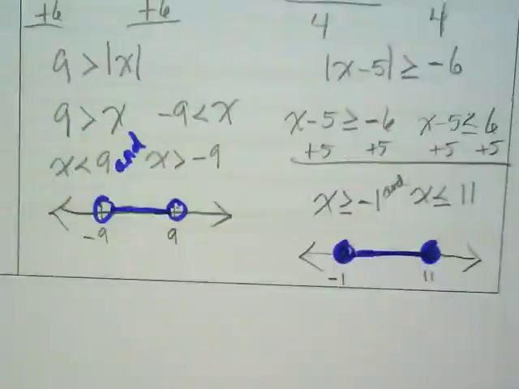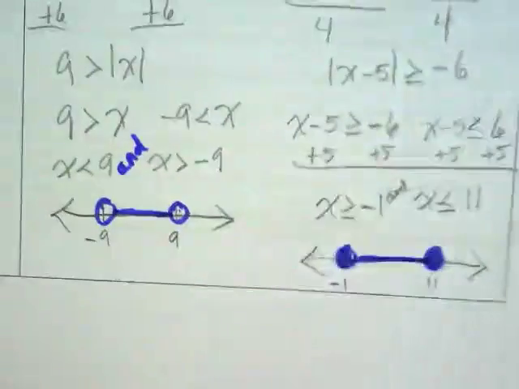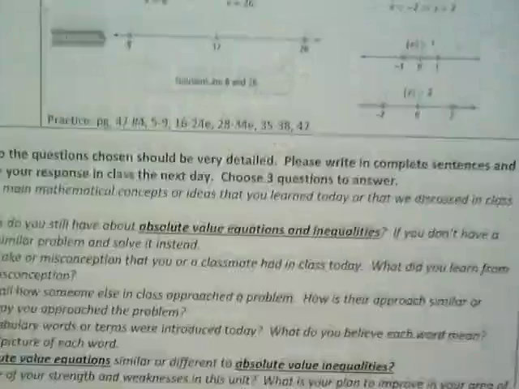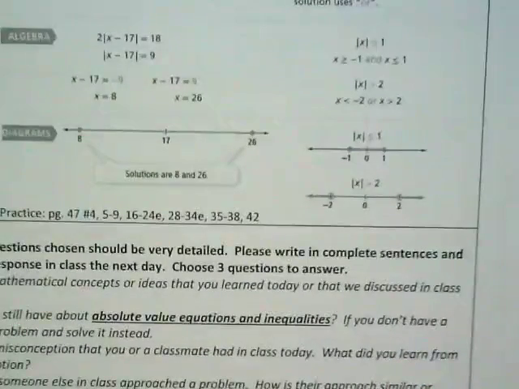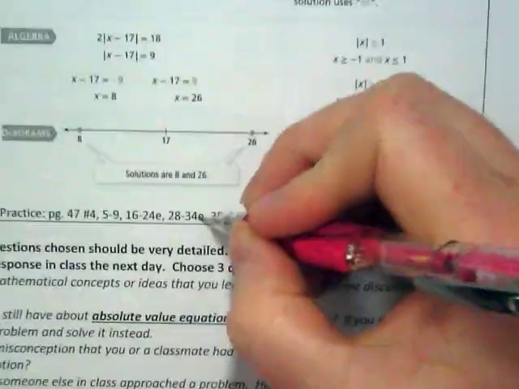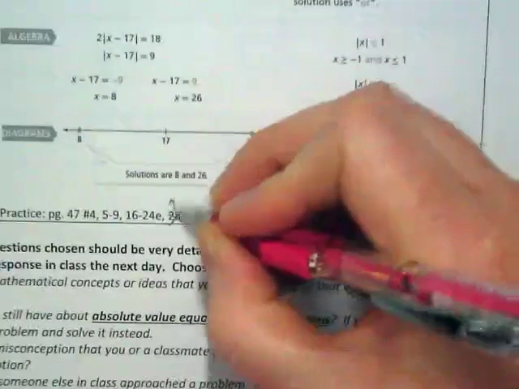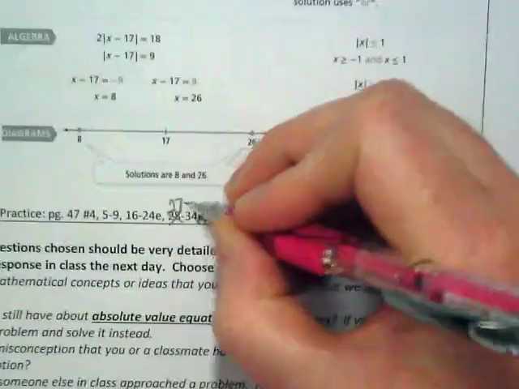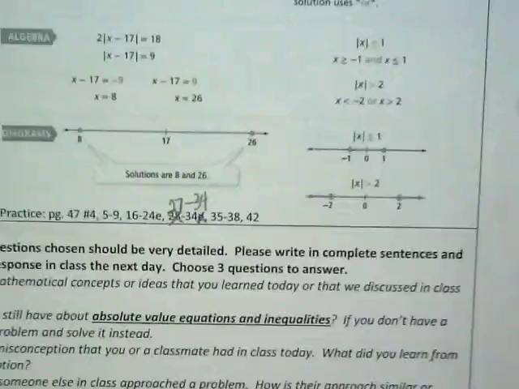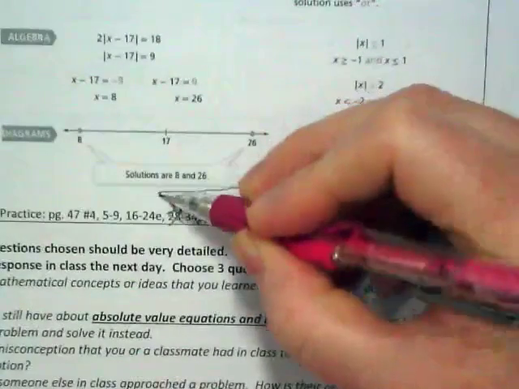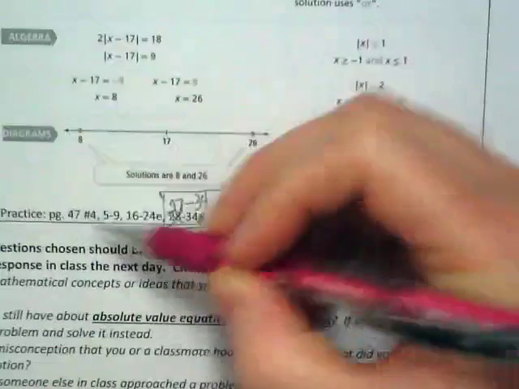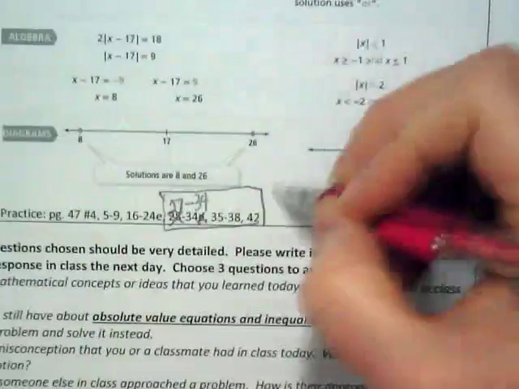Okay, I would like you to find above the reflection where the problems are listed. And we're going to do a little bit of a change here. I want you to cross off this E and change the 28 to 27. You're doing 27 to 34 all, 35 to 38, and 42. And all of this is on page 48.